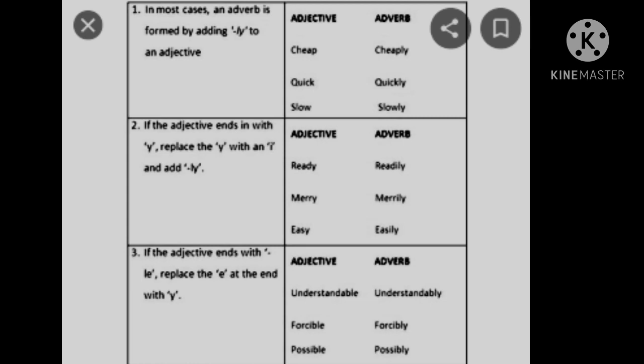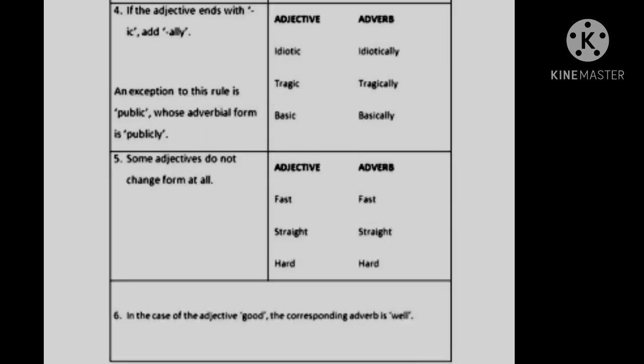Now see the next thing. If any adjective ends with L-E, we just replace the E at the end with Y. So just remove E and add Y. Understandable, understandably. Forcible, forcibly. Possible, possibly. Some of the words which end with IC, with those words we have to add A double L-Y to make them adverbs, like idiotic, idiotically. Tragic, tragically. Basic, basically.